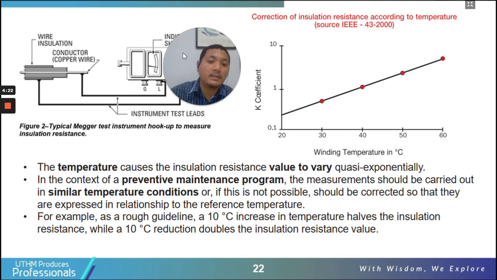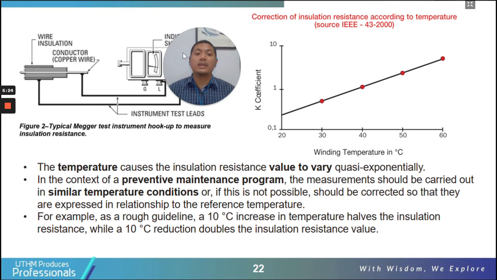In the context of a preventive maintenance program, the measurements should be carried out in similar temperature conditions, or if this is not possible, corrected so that they are expressed in relation to the reference temperature. Let's say you're working at a factory and you have to measure the insulation resistance of the machine. You perform the IR test every 6 months, or every 12 months, and continue this maintenance program. You plot the IR results and compare whether the value is maintained or is reducing.